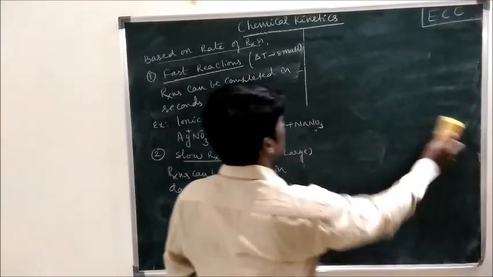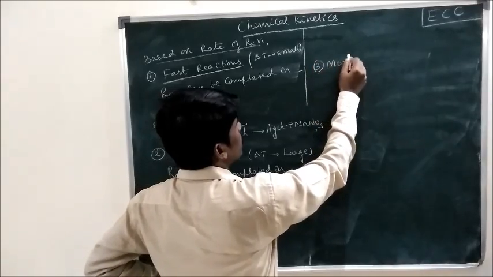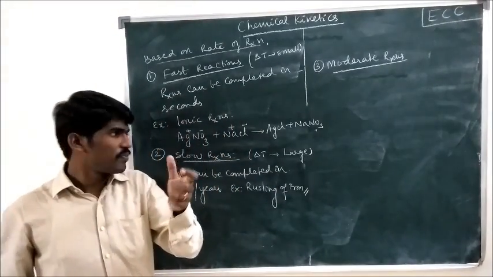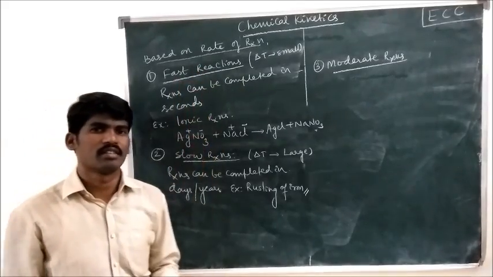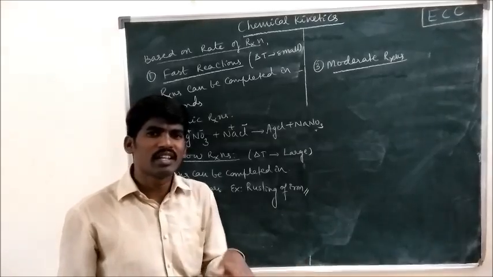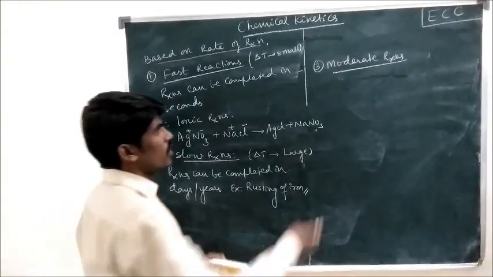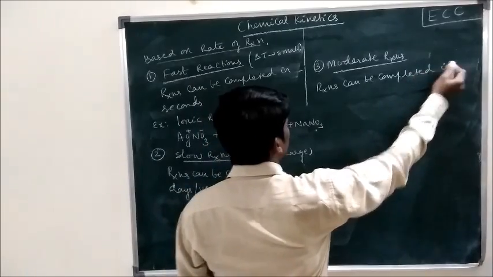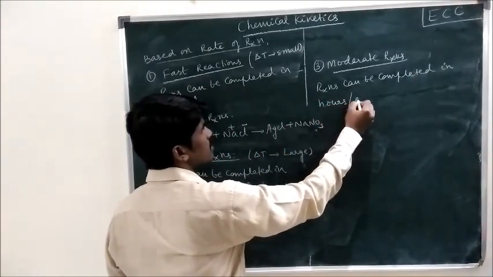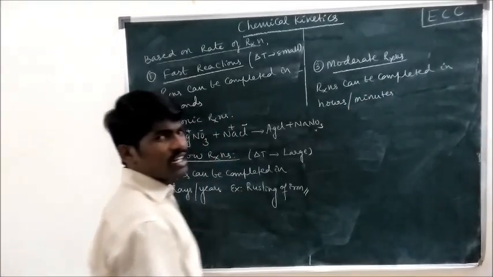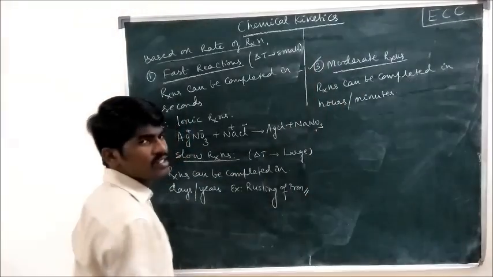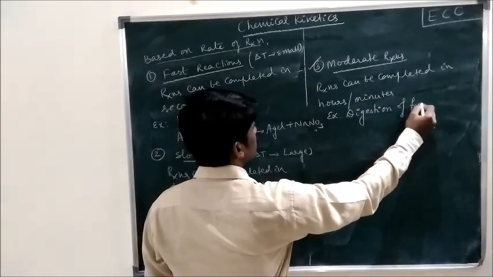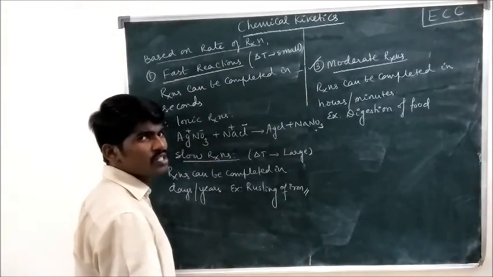Now, let us see the third type of reactions, which are called moderate reactions. Moderate reactions are intermediate between fast reactions as well as slow reactions. These moderate reactions are neither too fast nor too slow. So what you can say, reactions can be completed in hours or in minutes. If reactions are completing within minutes or hours, such types of reactions are called moderate reactions. Example, let us take digestion of food. It is the best example for a moderate reaction, which can be completed within 4 to 6 hours.